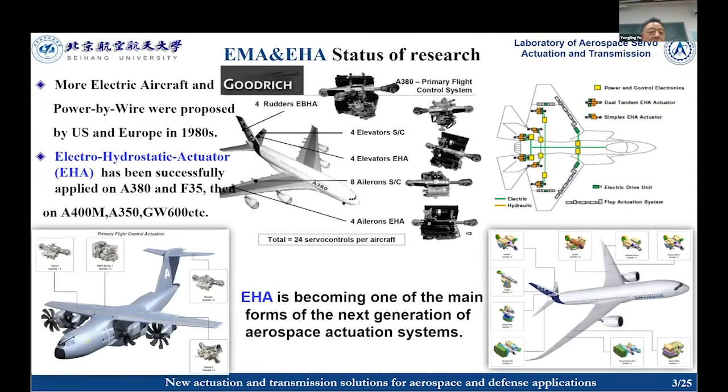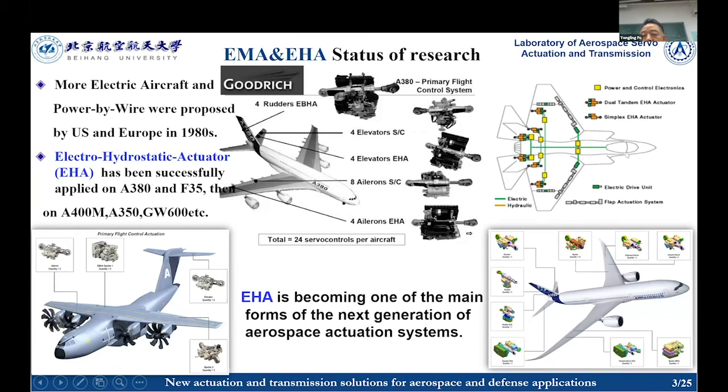As you know, more electric aircraft and power by wire were proposed by the United States and Europe in the 1980s. And the electrohydrostatic actuator, EHA, has been successfully applied on the A380 and F-35, then on the A400M, A350, and GW600, etc. In the A380, the EHA has been applied for the elevator and for the ailerons, and all 24 servo controls per aircraft.